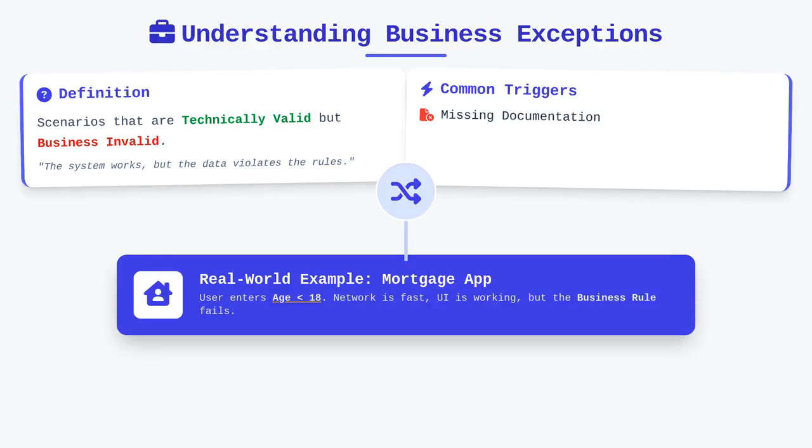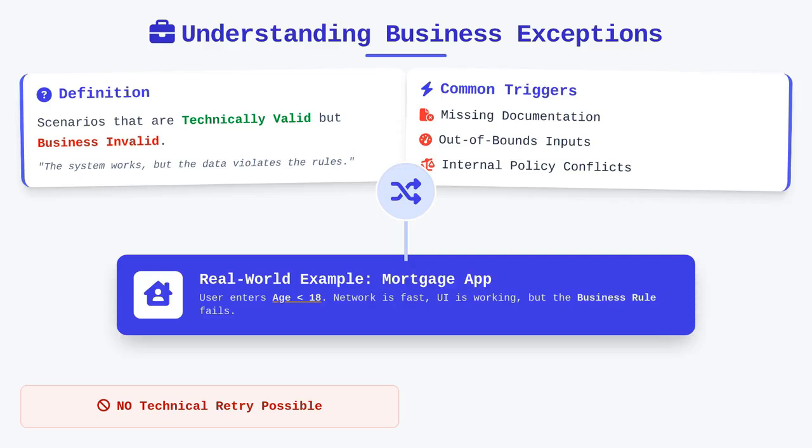Business exceptions often involve missing documentation, out-of-bounds inputs, or internal policy conflicts that make the current transaction unprocessable by the bot. Unlike system issues, there is no technical retry that will magically correct a missing document or an invalid policy flag. So the correct path is often to mark the item as an exception and move to the next valid record in the work queue.